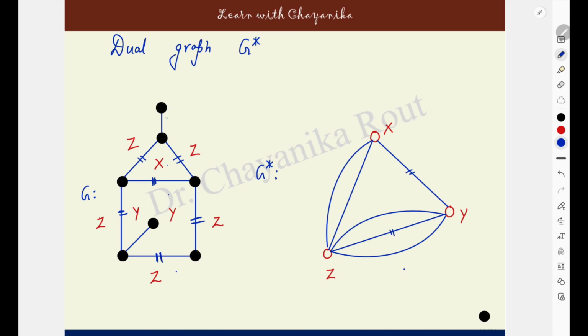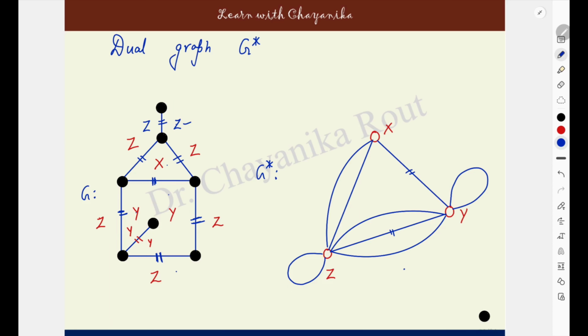Okay. Next we come to this edge. Now see, this edge has face Z on one side and again face Z on the other side also. That means there has to be an edge from Z to Z. That means there will be a loop. Whenever you have the same face on both sides of an edge, it will create a loop at that particular vertex. Again see, this is an edge which has face Y on one side, face Y on the other side also. That means there will be a loop at the vertex Y.